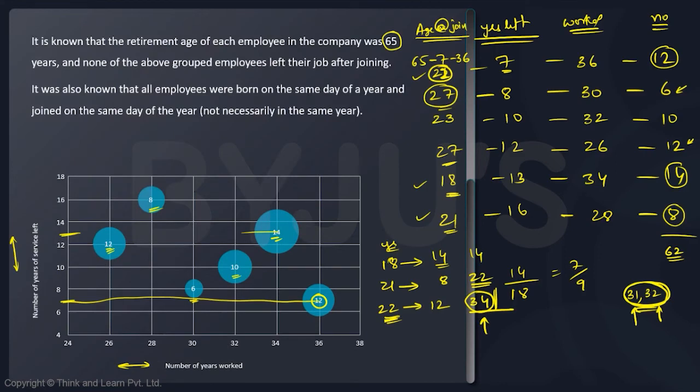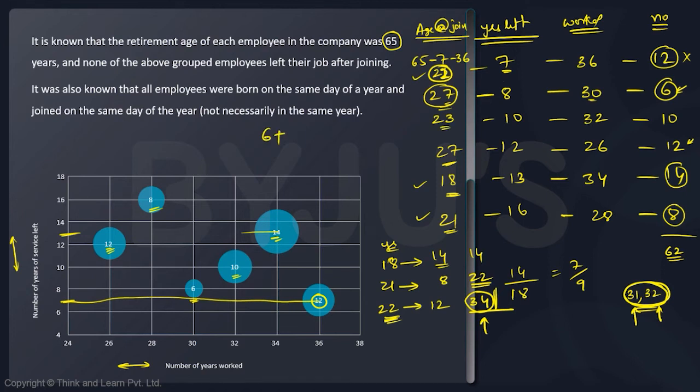So 22 greater than or equal to. So you have 14, but this cannot be counted because worked is 36. Then 27 will not be counted. 23 will not be counted. 27, yeah, 27 will be counted. So 6 of them here and 30. So this will match. So 6 will be counted.